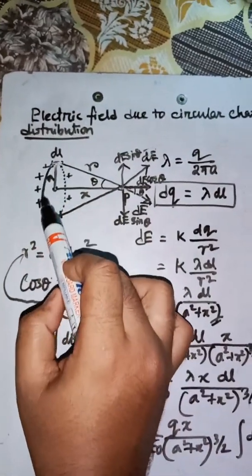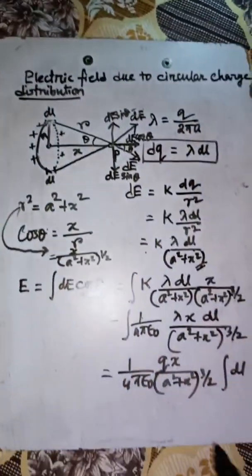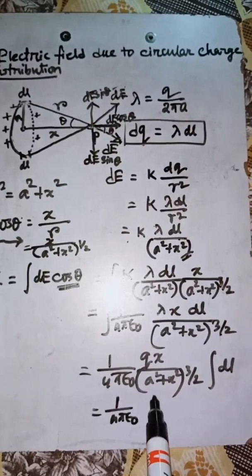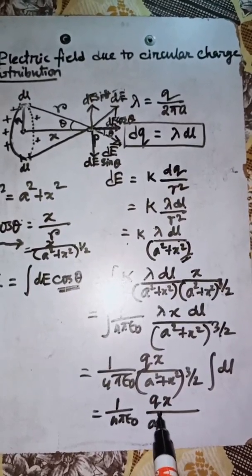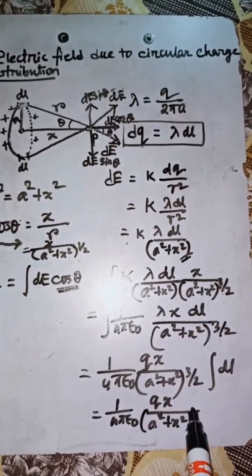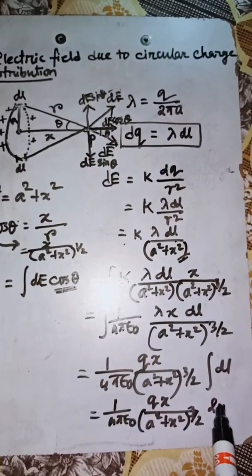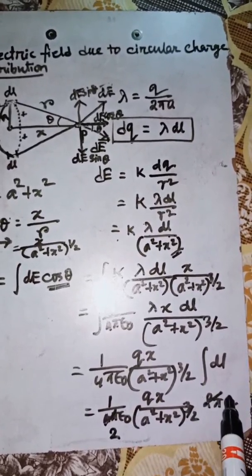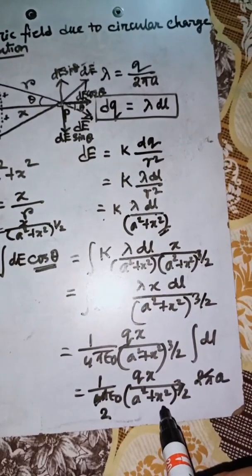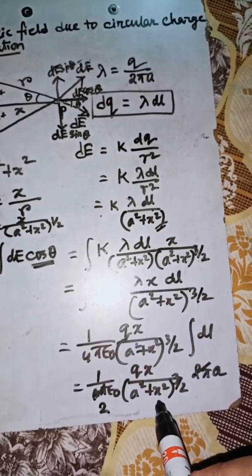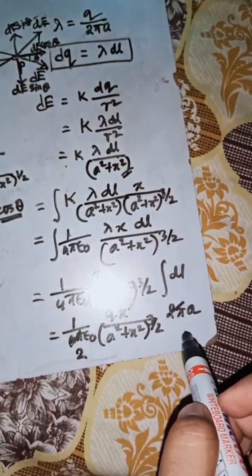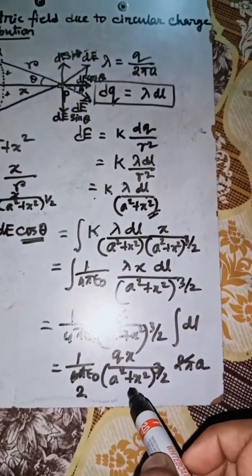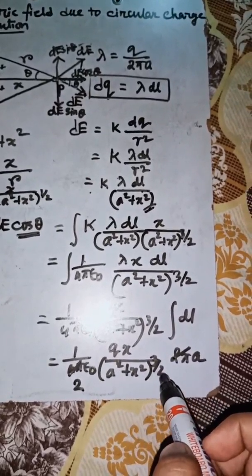So what will be the integration of dl? That is the total circumference. So it will be equal to 1 by 4 pi epsilon 0 qx by (a square plus x square) to the power 3 by 2 into 2 pi a. So 2 pi, here comes 2, so the result will be 1 by 4 pi qx pi a by 2 epsilon 0 into (a square plus x square) to the power 3 by 2.